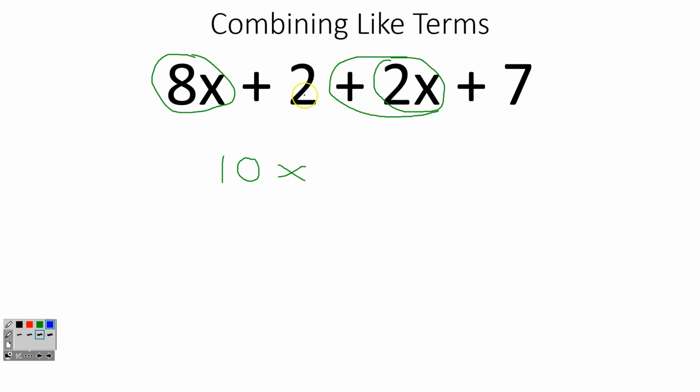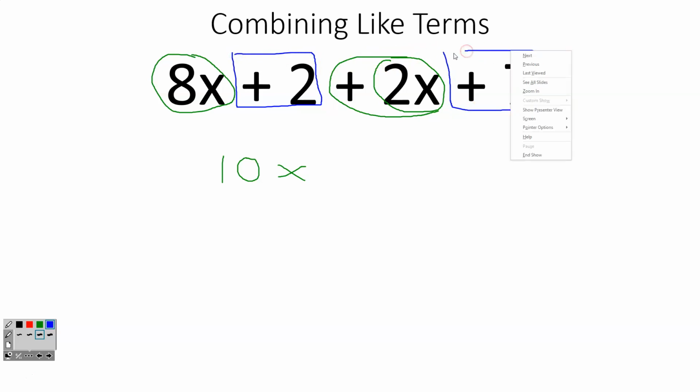Now, this 2 right here doesn't have a variable, so I have to look at the expression to see if there are any other terms that don't have a variable as well, and I see the 7. So I'm going to put a different shape around those. Again, notice how I'm putting the shape around the sign that's in front as well.